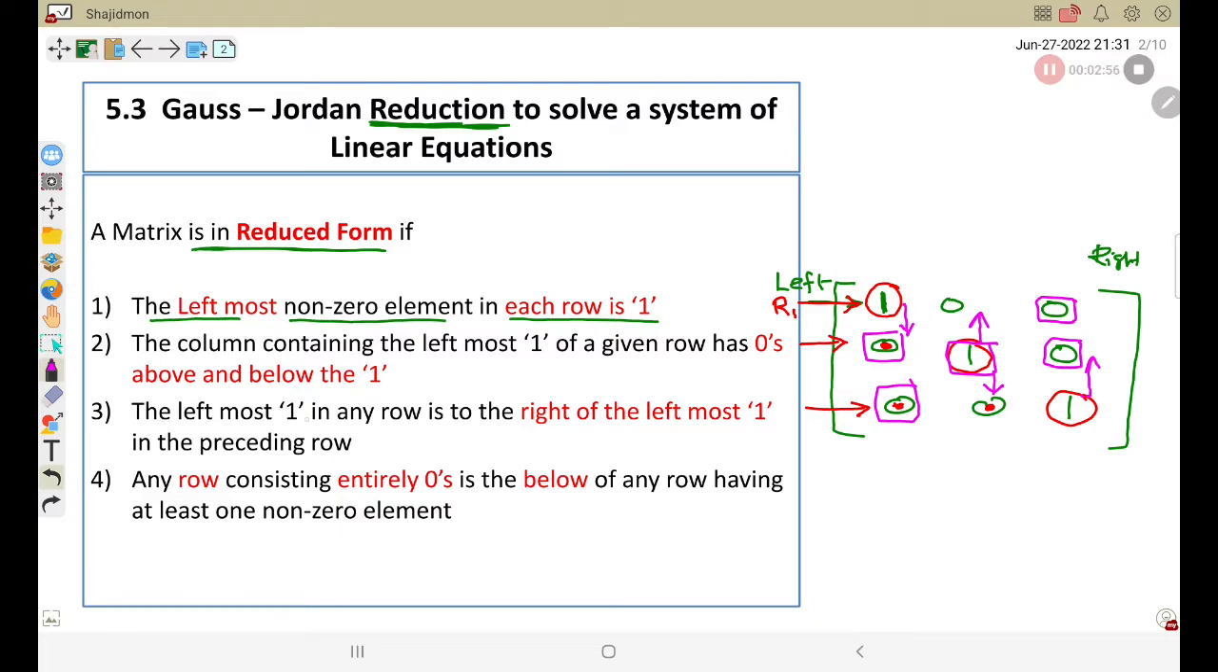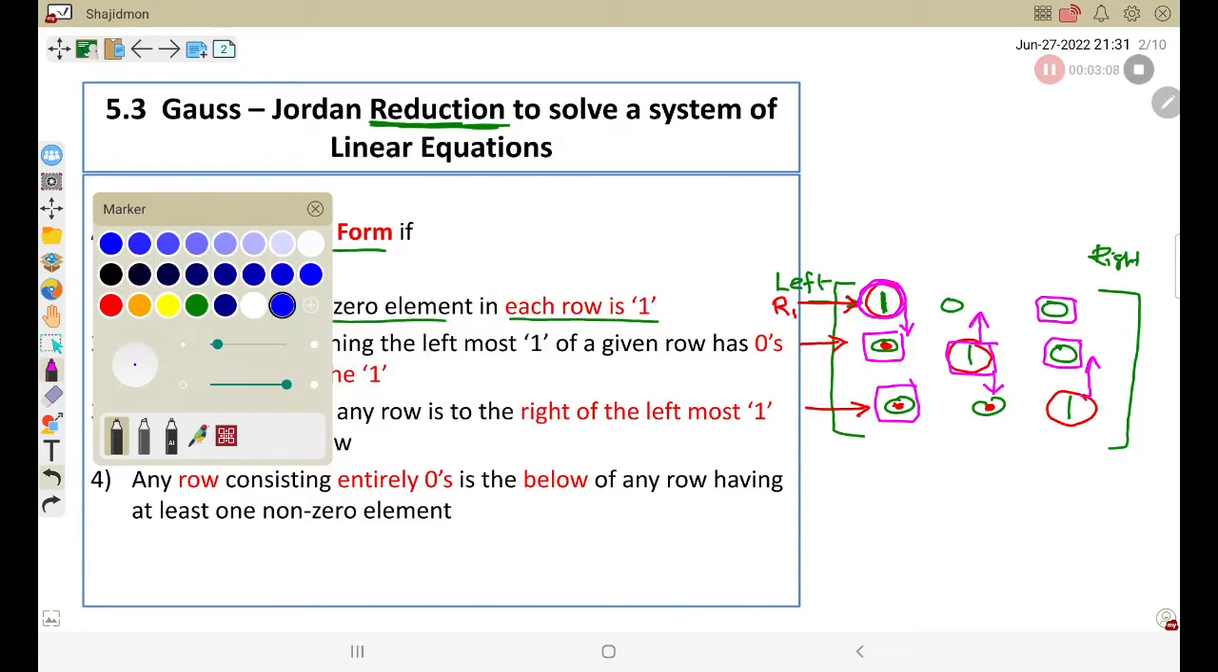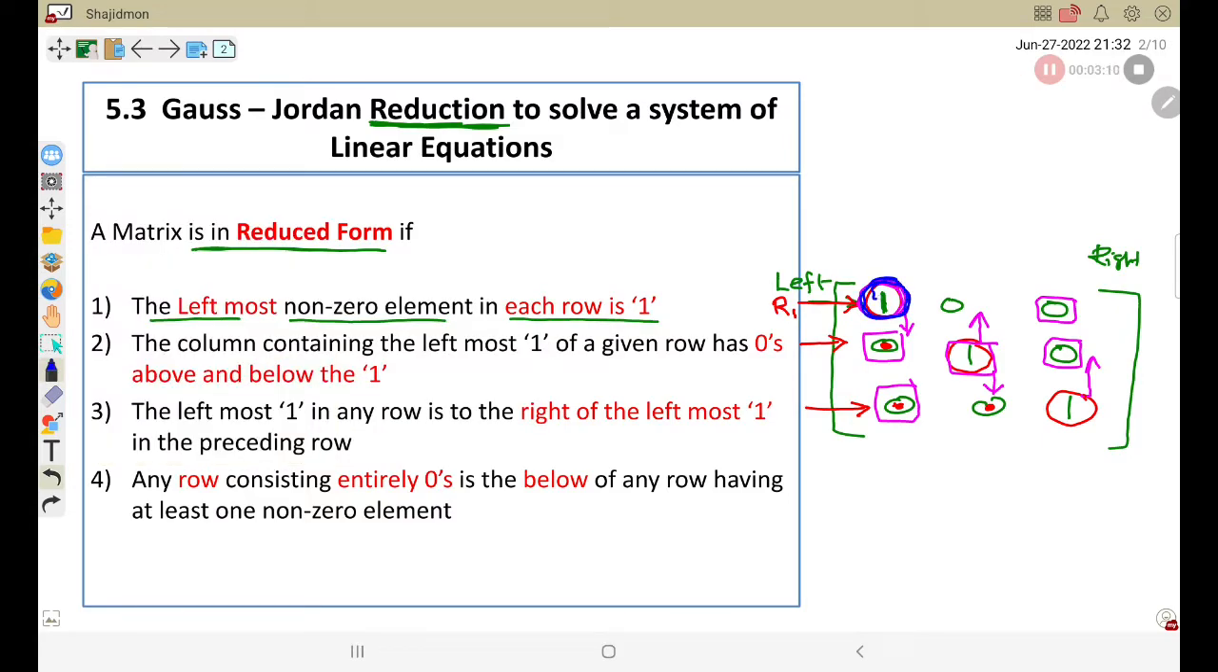Now the next condition: the leftmost 1 in any row is to the right of the leftmost 1 in the preceding row. For example, here it is 1, correct? We can mark it with another color. Here it is 1. The 1 in the next row should be to the right of this one. See, this is to the right of this one. Now the next row's 1 should be to the right of this number. This is the meaning of the third property: the leftmost 1 in any row is to the right of the leftmost 1 in the preceding row.